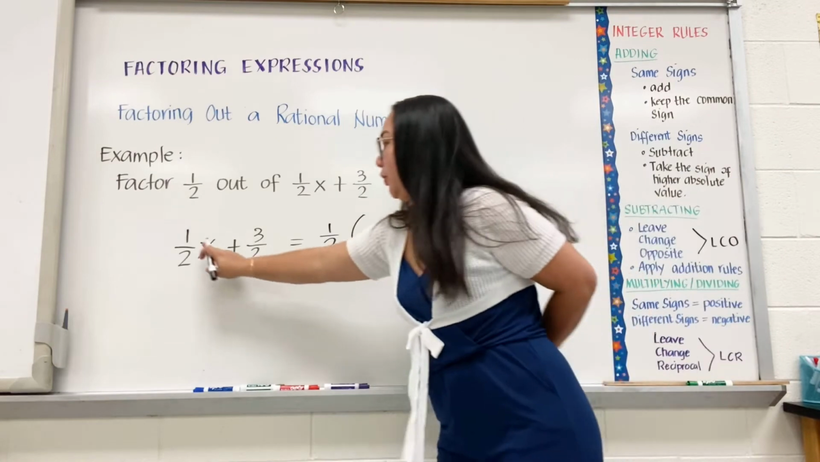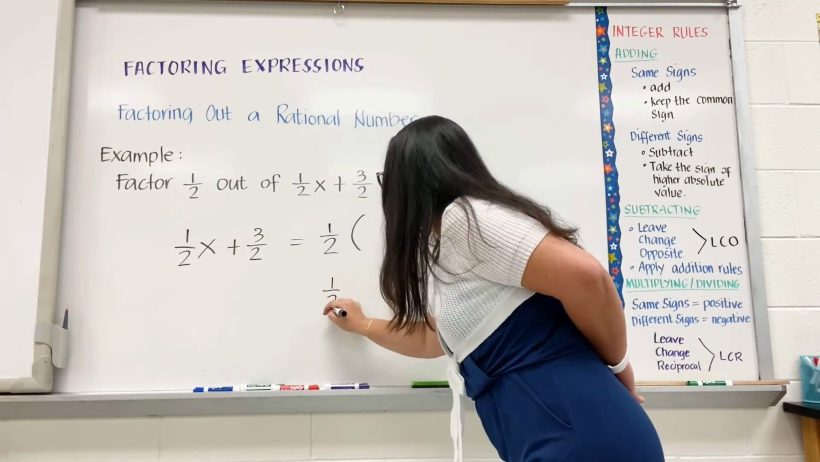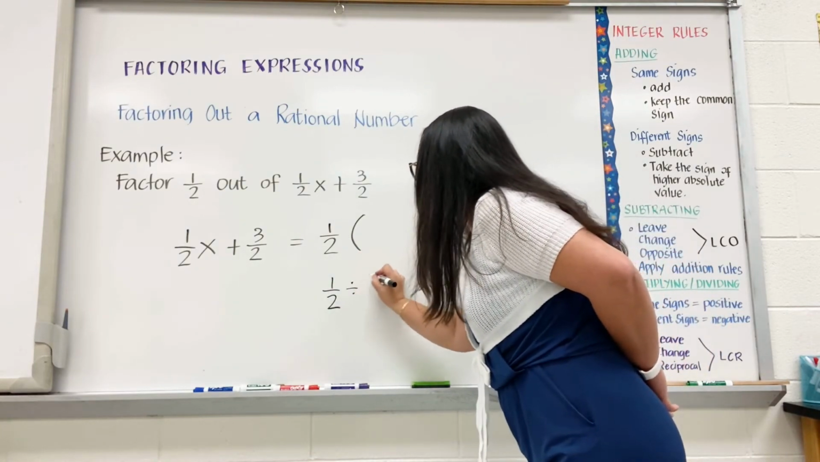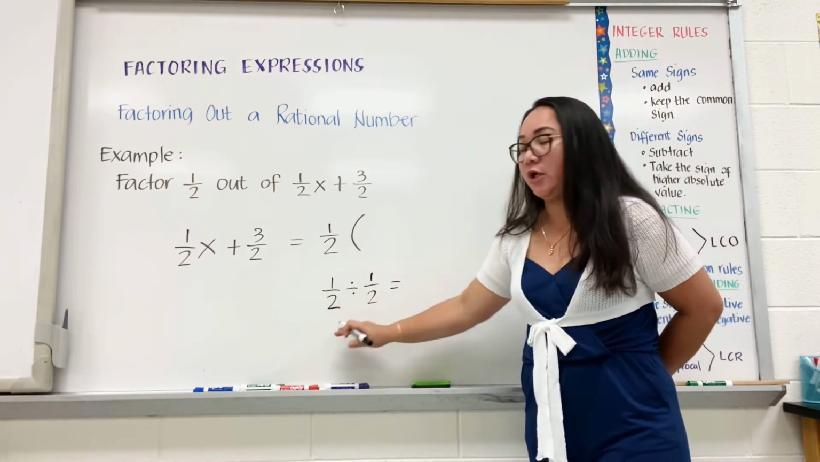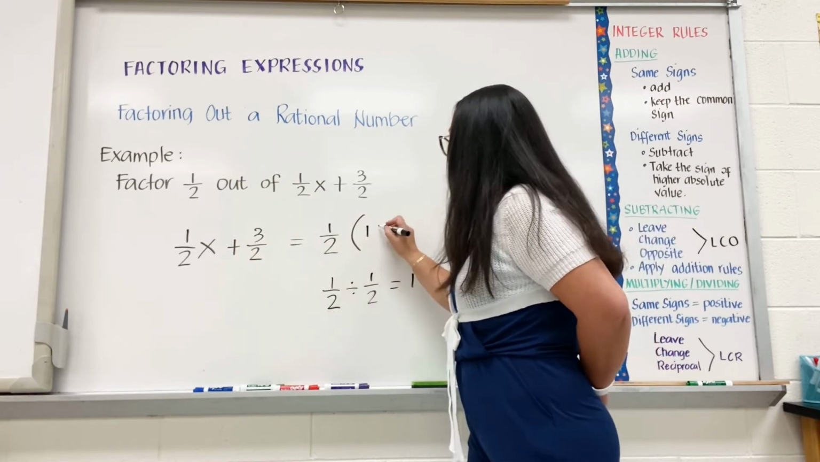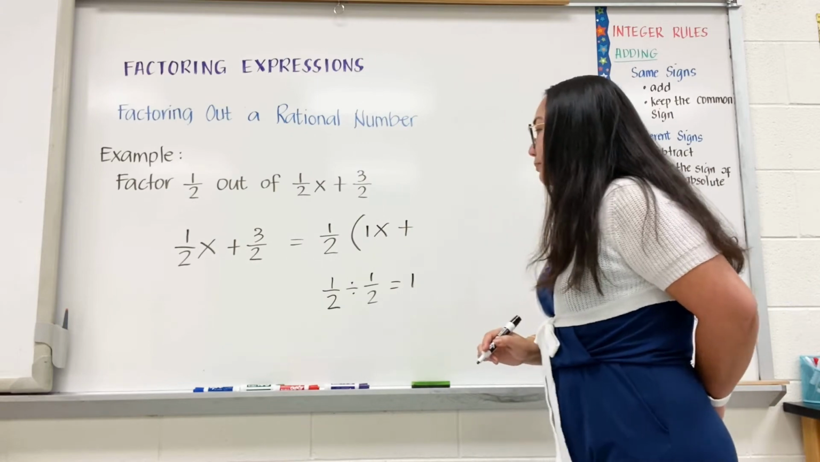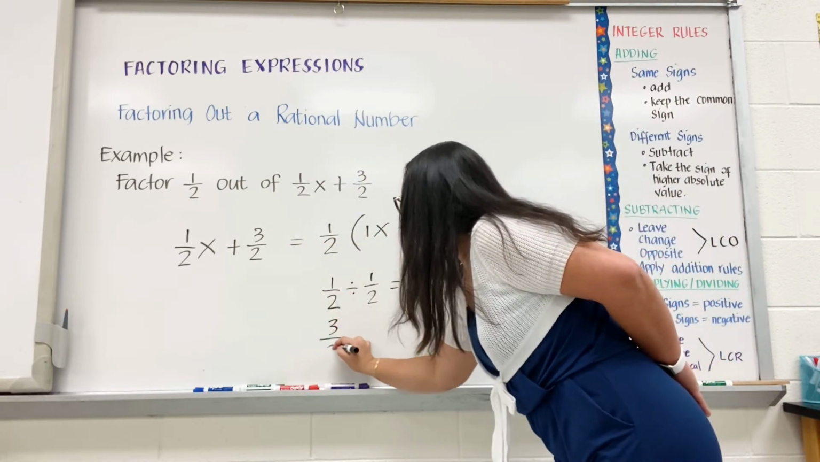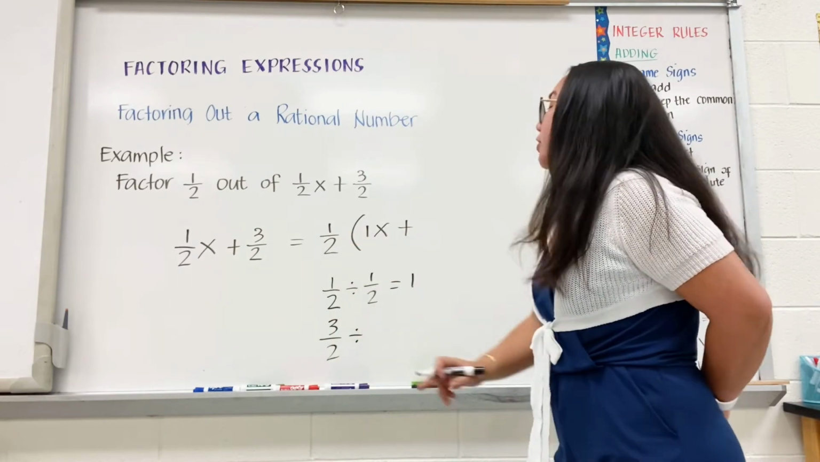So what we're going to do, we will divide the first term, which is 1/2, by the factored out rational number, which is also 1/2. And we know that if we divide the same fraction, the answer is 1. So this is 1, then the variable is x. Since this is plus, write down plus sign. Next, we have the second term, 3/2. So 3/2 divided by 1/2, which is the factored out term.